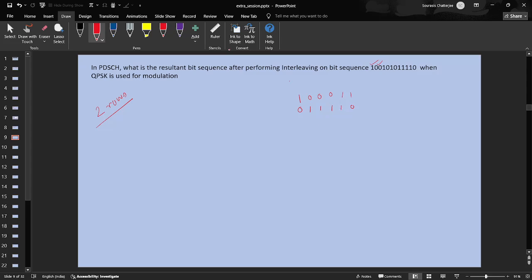No, sir, I think the first 6 bits we need to write in the first row, and the second 6 bits we need to write in the second row. Then we'll go column wise. Okay, so the first 6 bits I write in the first row, and the last 6 bits go in the second row: 1 0 0 1 0 1, and then 0 1 1 1 1 0. Now we'll read column wise, one column, then the next column. Right, okay: 1 0 0 1 0 1 1 1 0 1 1 0.